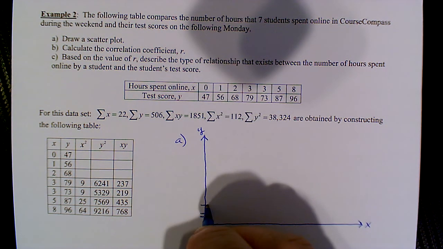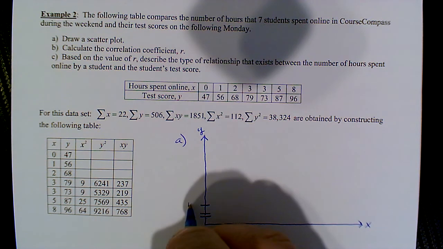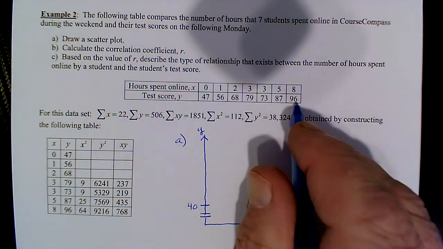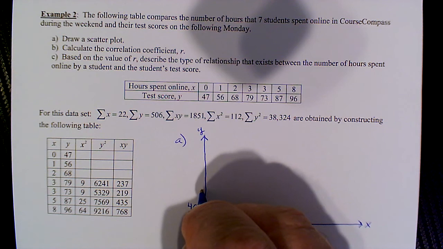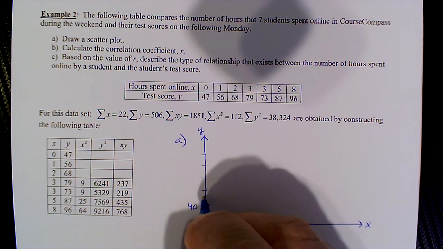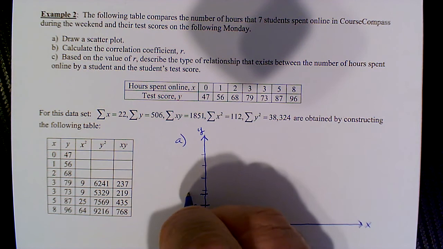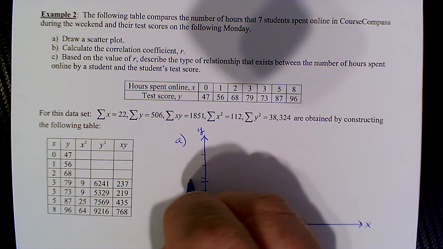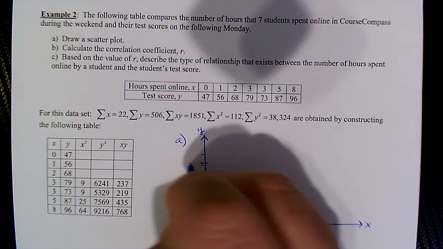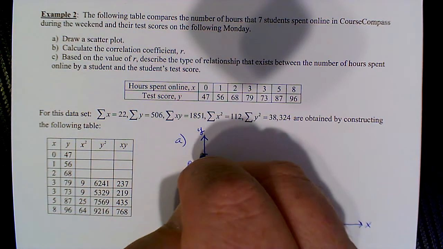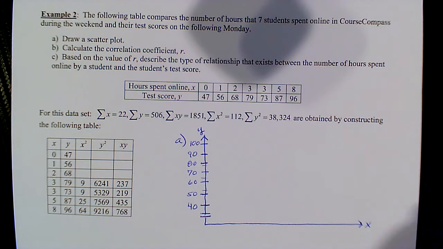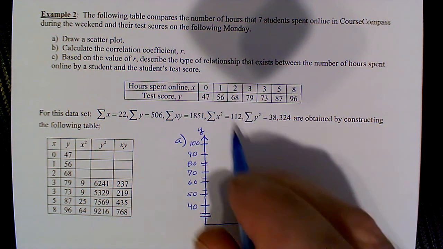Because I want to start at 40 here. And I've got to go up to almost 100, so let's see, 50, 60, nope, a little bit less than that. So I could say here's 50, 60, 70, 80, 90, and 100. Okay, so just a rough sketch.